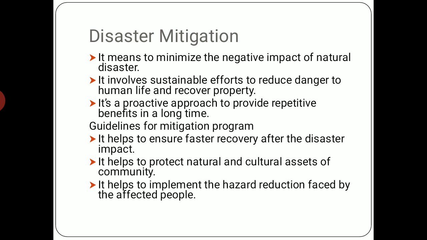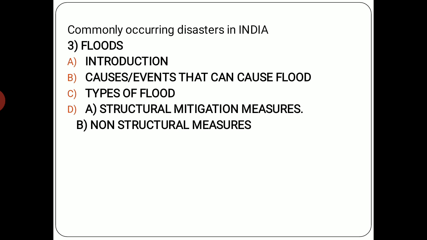They ensure that there is fast recovery, right? After the disaster impact. That means the loss can be recovered fast, right? Again, the cultural and natural assets can be saved, preserved, or protected in the natural disaster. That is also one of the concerns. Next, it helps to implement the hazards reduction faced by the affected people. That means whatever the hazards and dangers are, they can be reduced for all those who are affected, right? In the previous section, we have seen calamities like cyclone and earthquake, right?